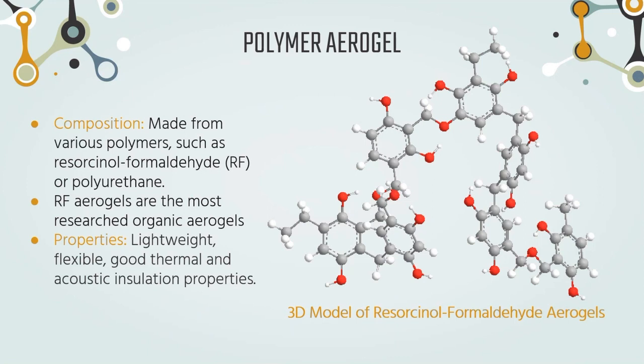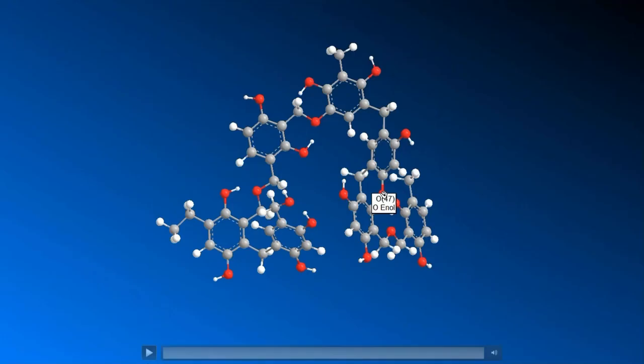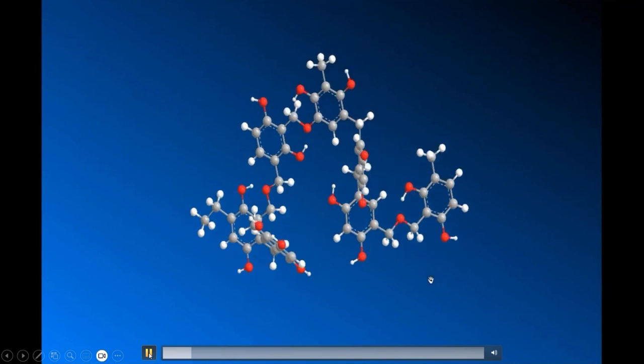The resorcinol formaldehyde aerogel is made through a sol-gel process, starting with a solution containing small molecules with the ability to link together to form larger molecular clusters that can eventually grow into nanoparticles, forming a continuous network of interconnected nanoparticles that spans the volume of the liquid solution, namely a gel. So in the video right here, you can see the complete 3D structure of the RF aerogel.